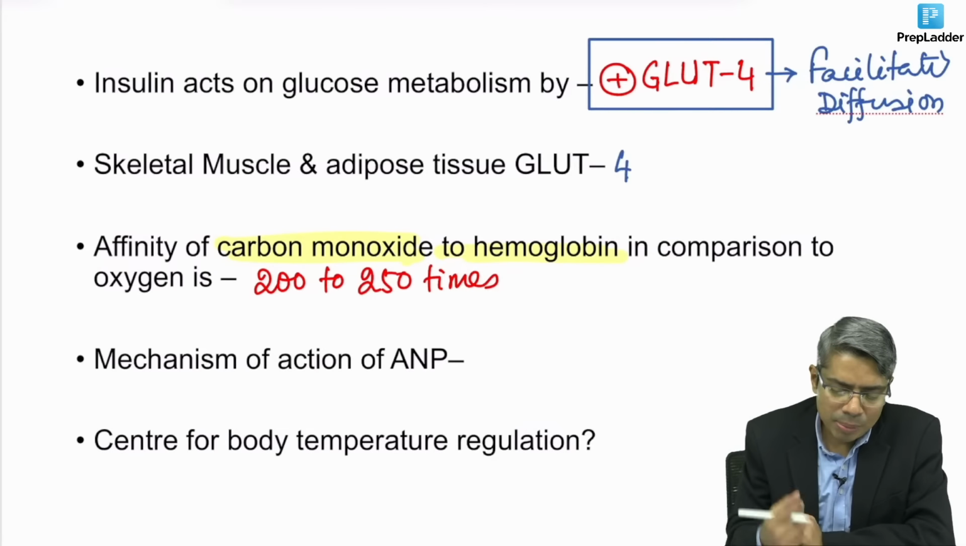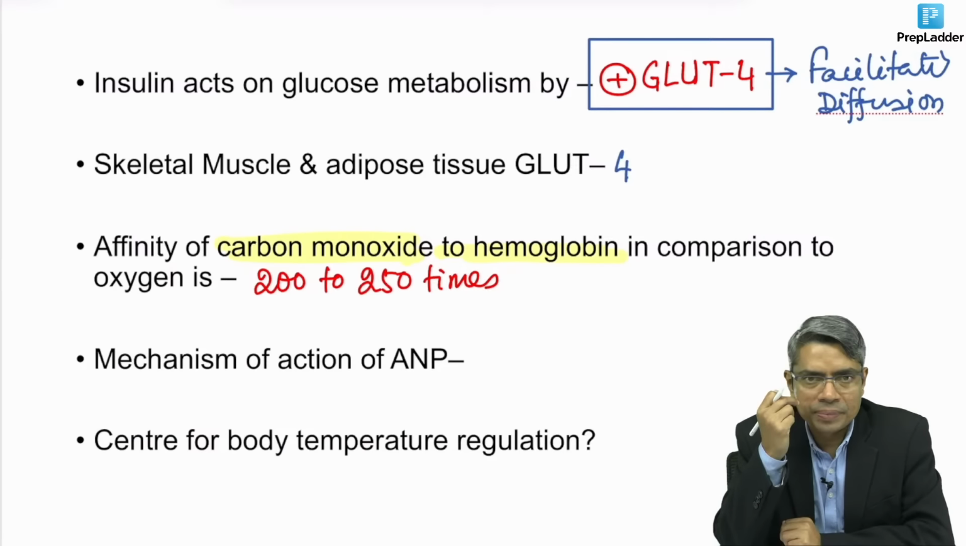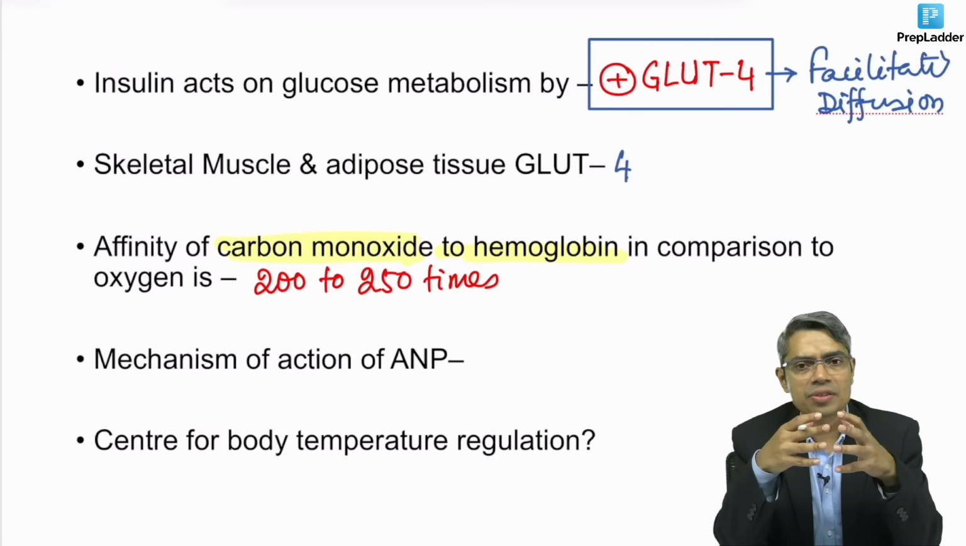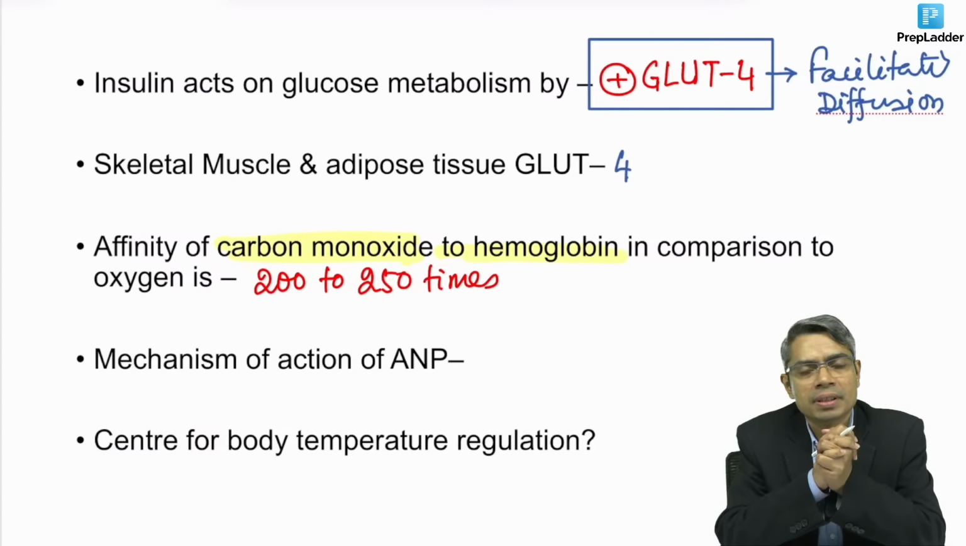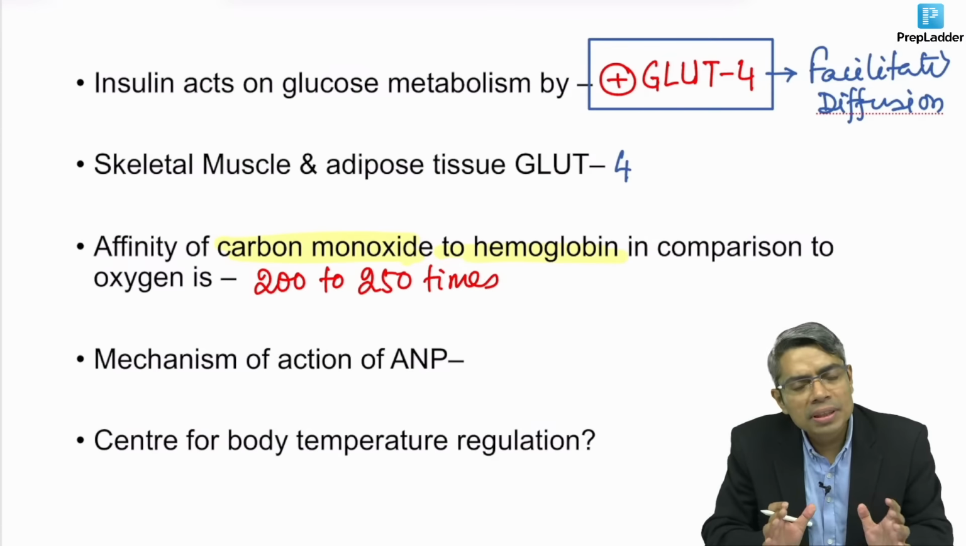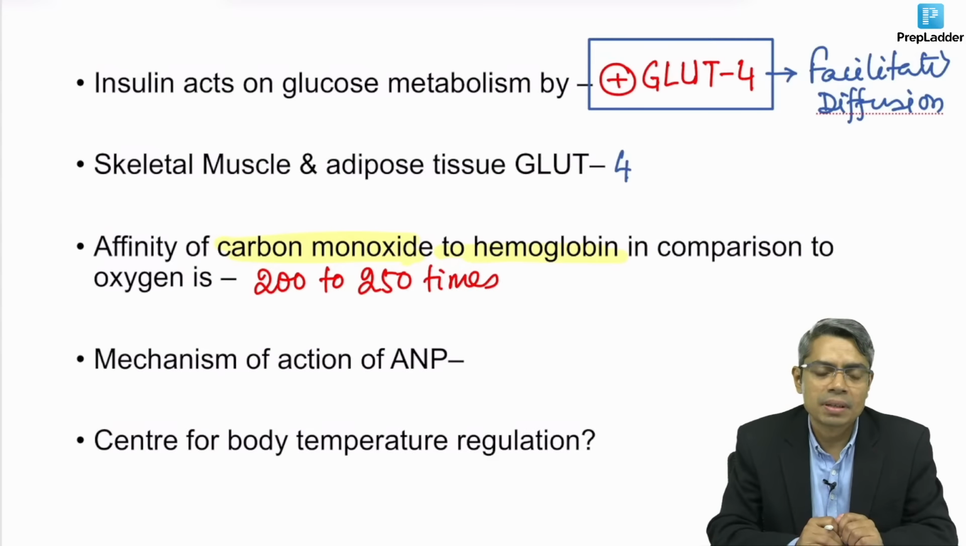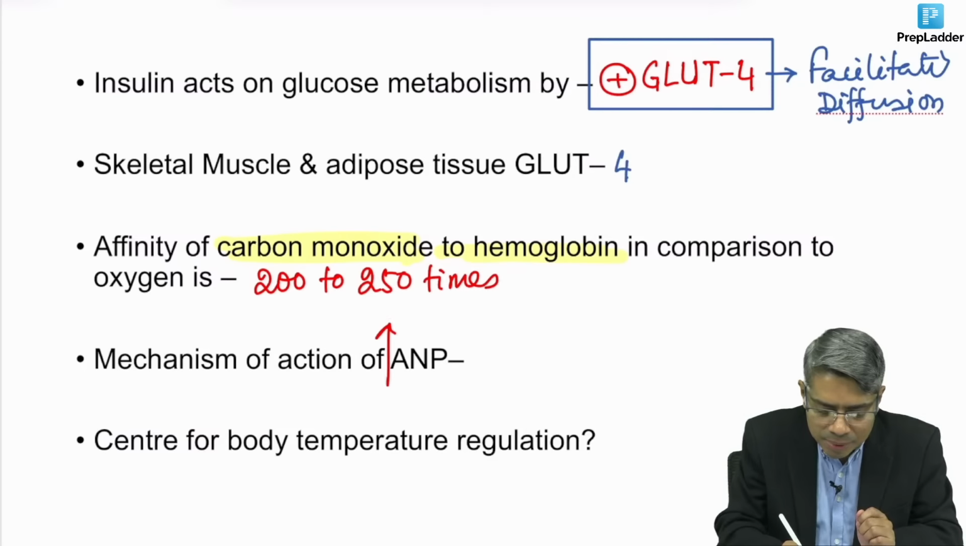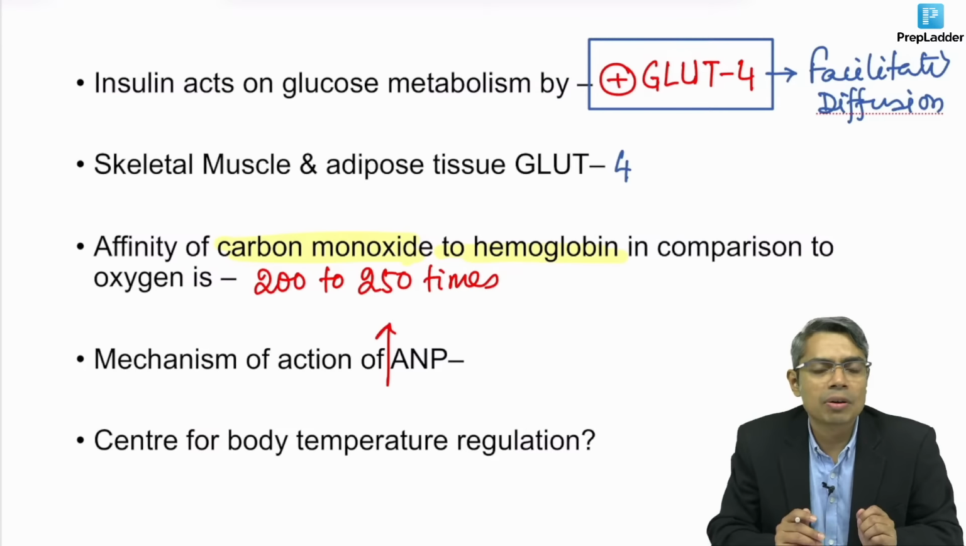Okay. Now, mechanism of action of ANP, atrial natriuretic peptide. Previously we discussed that whenever there is stretch of the right atrium, which reflex will be activated? Bainbridge reflex. Along with the activation of the Bainbridge reflex, if there is stretching of the right atrium, the atrial natriuretic peptide increased secretion will also be there.